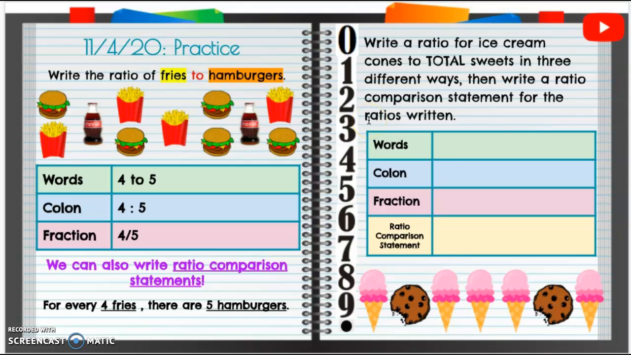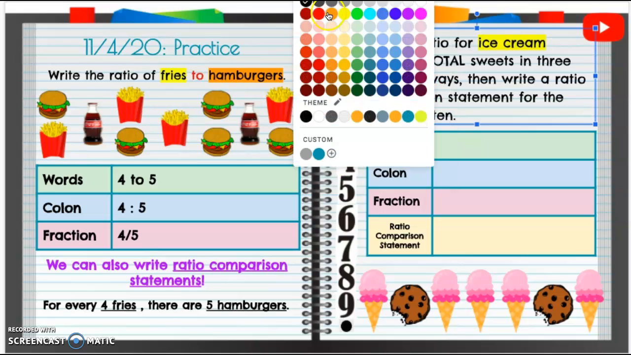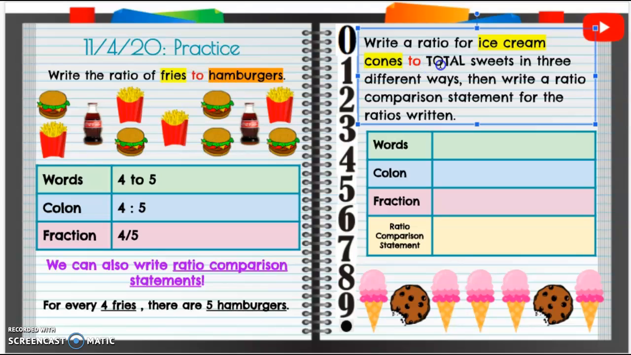Let's practice that again. So this says write a ratio for ice cream cones to total sweets in 3 different ways. Then write a ratio comparison statement for the ratios given. All right, so first thing we need to see, okay, what are we comparing here? Well, ice cream cones. We're comparing ice cream cones to total sweets. So ice cream cones to the total amount of sweets.